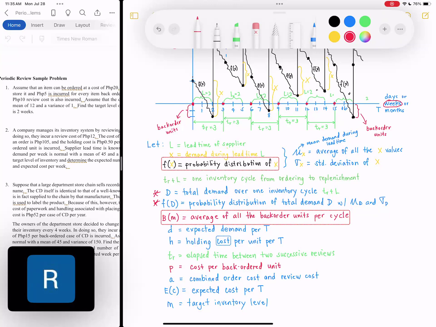Now, in the exam, if I ask you, what is the expected cost per cycle, for example, all you have to do is apply the EC formula, and you know that the expected cost will be the expected cost per T. So after computing it, like in this example, you are computing the expected cost per week. So to convert it to expected cost per cycle, how many weeks is one cycle again, in this example?